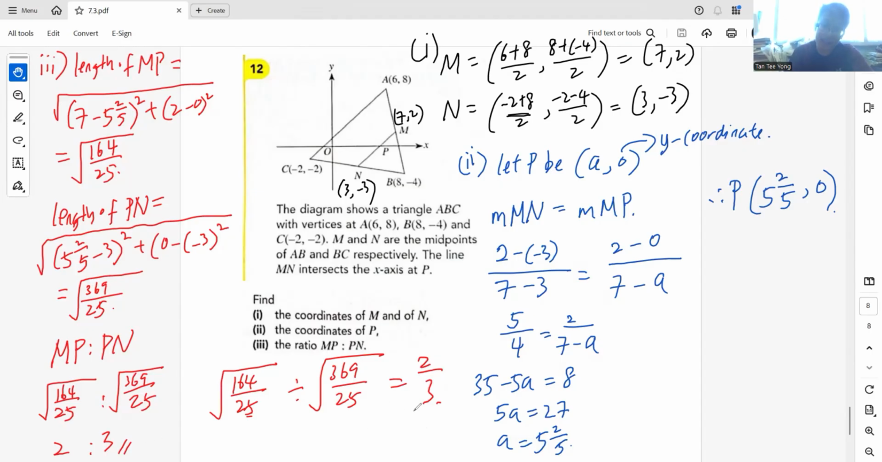So that's why it is 2 is to 3. Okay, part 3 is done. The ratio of MP to PN is 2 is to 3. Okay, so this is the last question, question 12 for exercise 7.3.